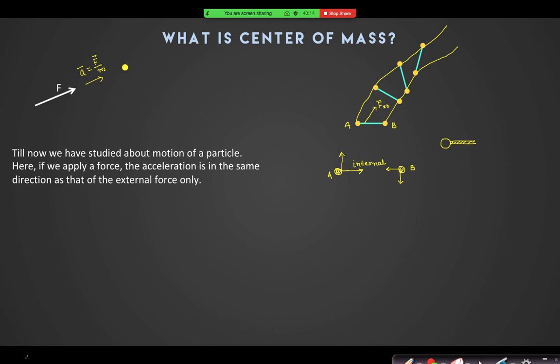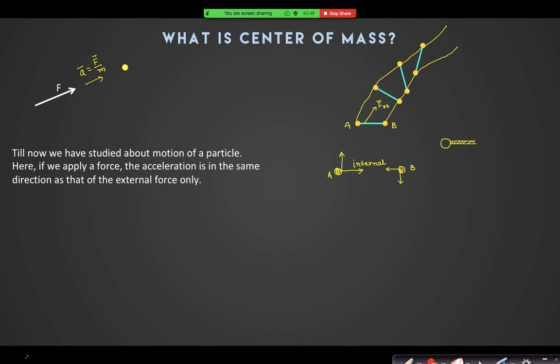Again, I am saying that if you can find any point which only follows the external force, and internal forces do not affect the motion of that point, will it be easy to understand the motion of that particular point? Yes, sir. Because that is very simple. We can use Newton's laws of motion and the equations of kinematics. I can find the motion of that particular point.